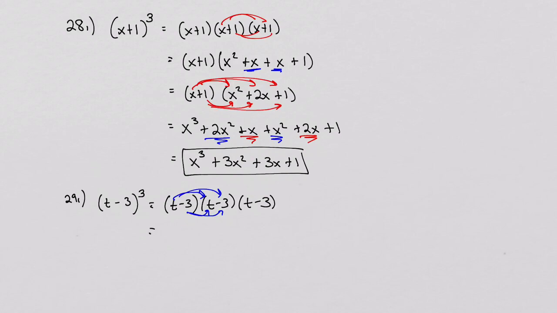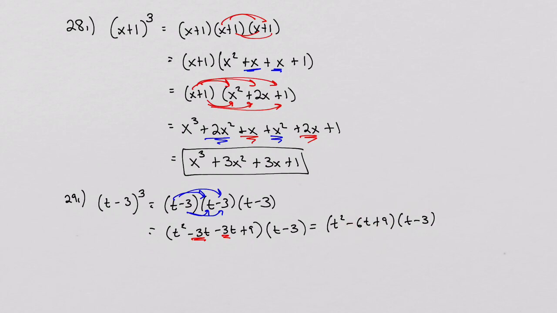And what I end up with is t squared minus 3t minus 3t plus 9, and then t minus 3 is still there because I didn't FOIL this t minus 3 here, so it's still out front. And we see we have a little bit of like terms that can be combined, and we end up with t squared minus 6t plus 9 times t minus 3. And so now we have to distribute. You can either distribute the t minus 3 backwards, or you can distribute the t squared minus 6t plus 9 into the t minus 3.